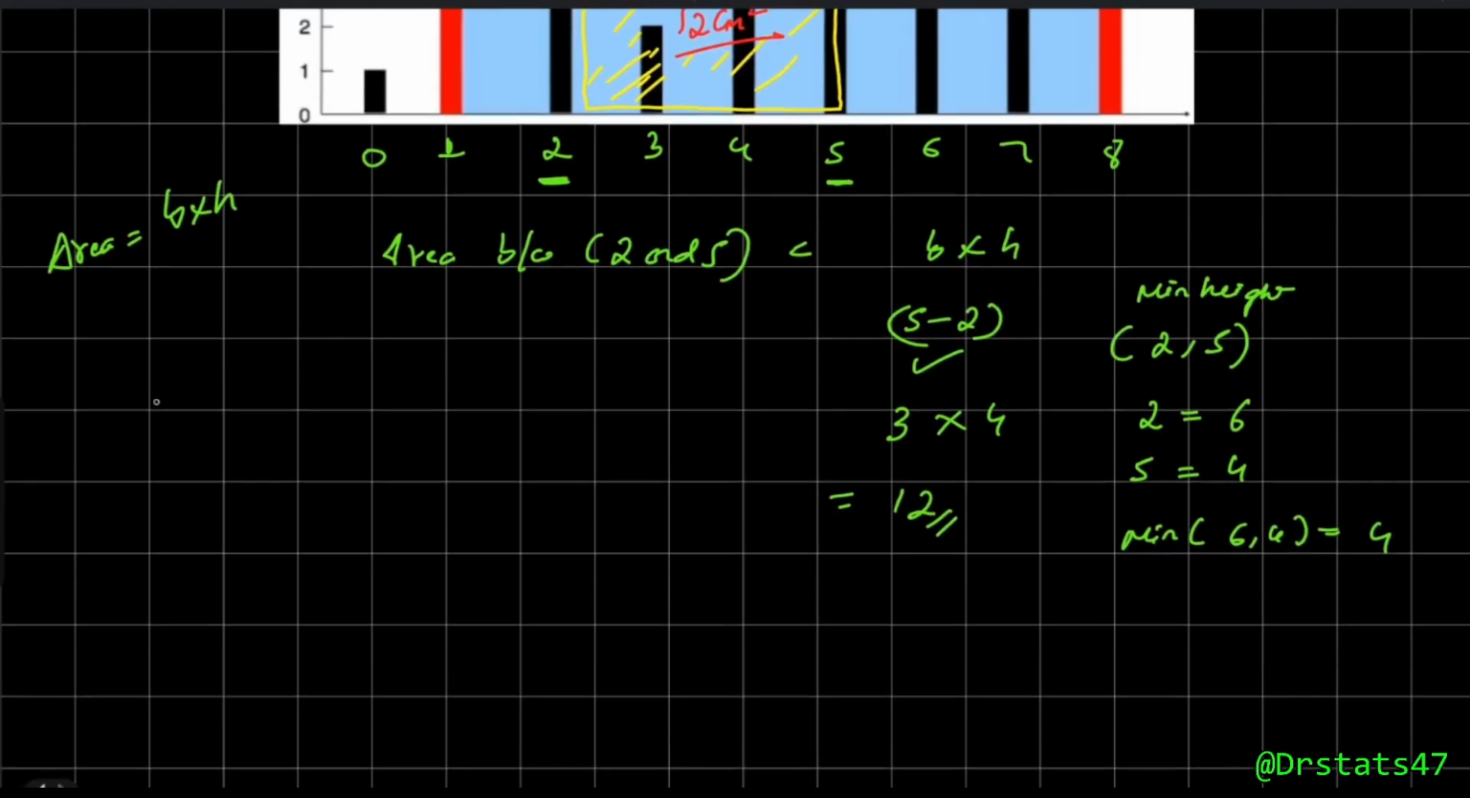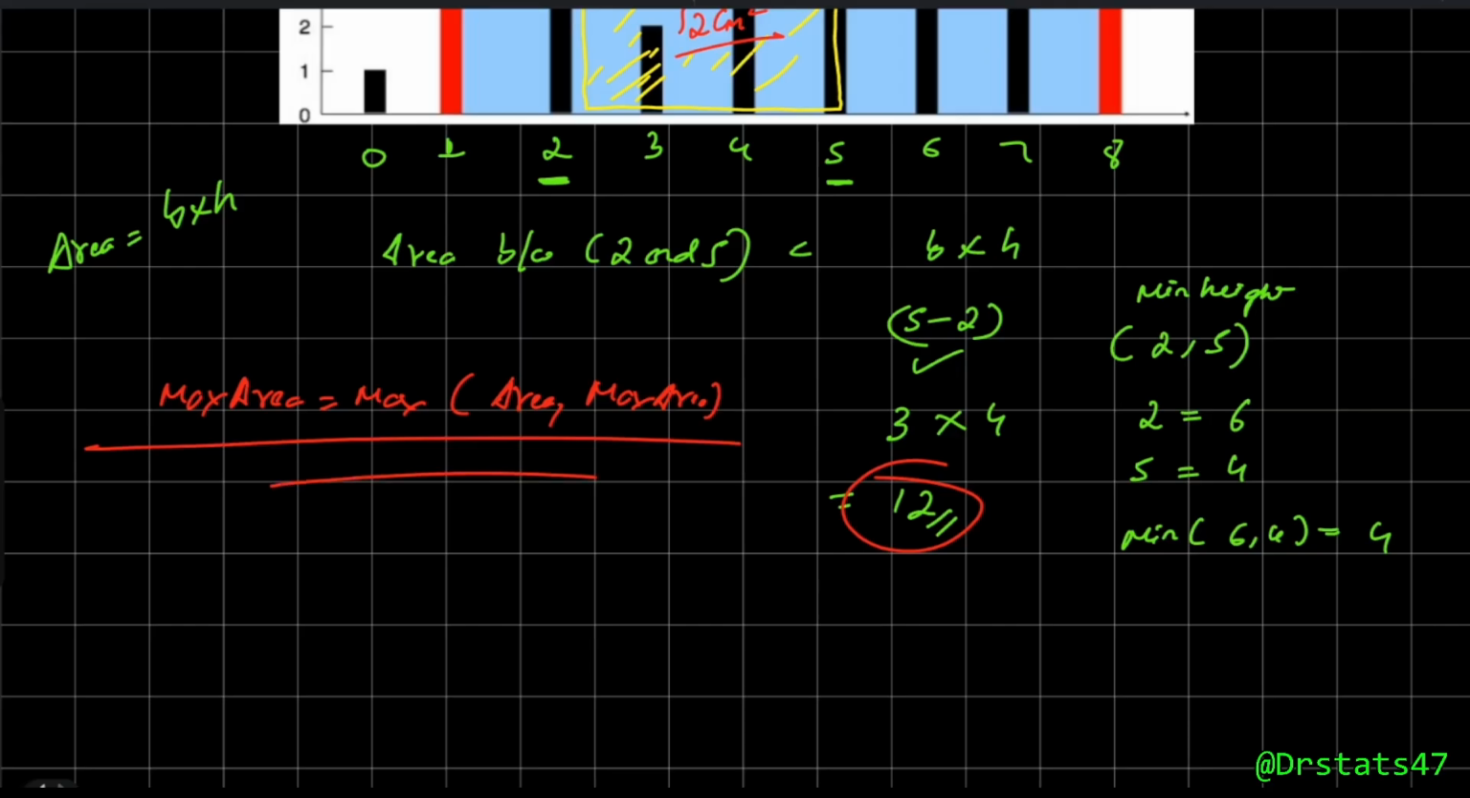We create a variable called max area, and we will be storing the max. We calculate this area, compare it with the max area, and then we have to find the max. Okay, let's come back to the intuition of what approach we have to use.